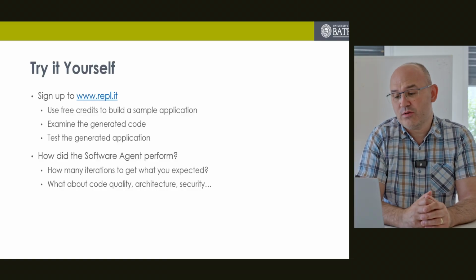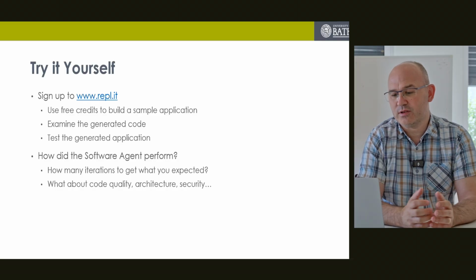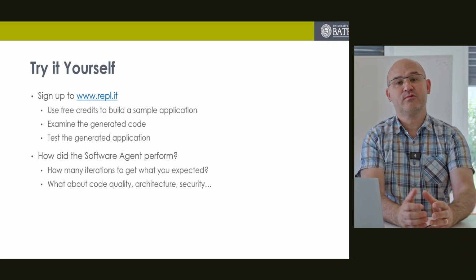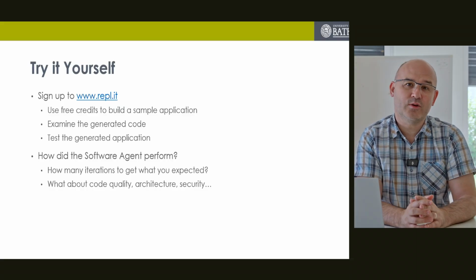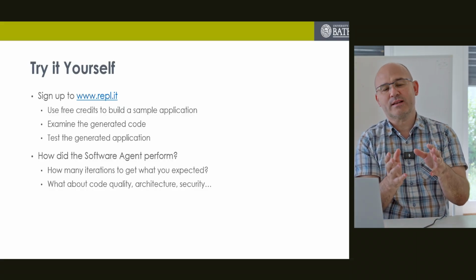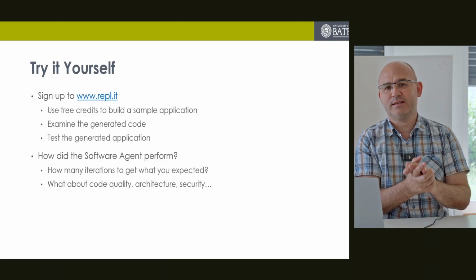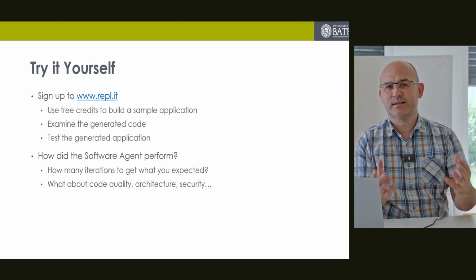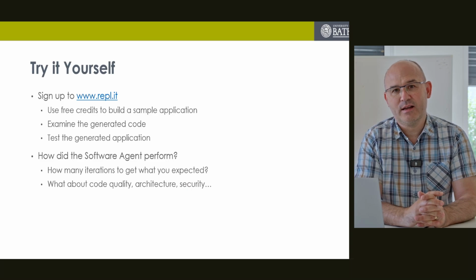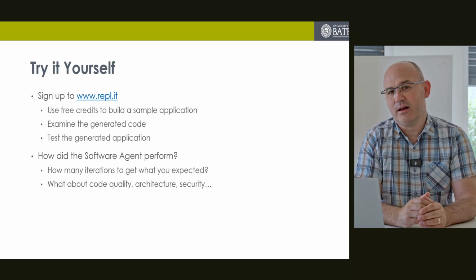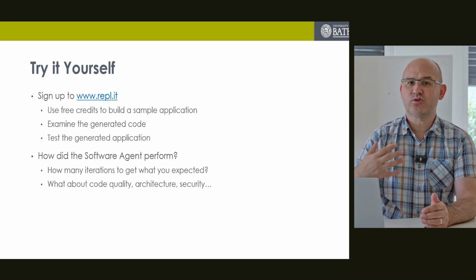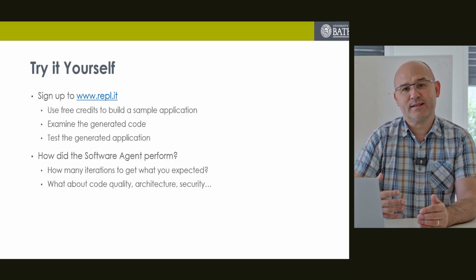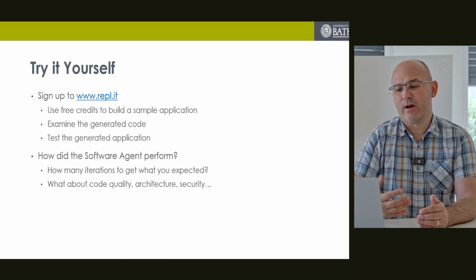Examine the generated code, test the generated application in the way that I've just done, and then try to evaluate the software agent's performance. How many iterations did it take to get you what you expected? Look at the software economics, look at the numbers of lines of code that's been generated, but what about the code quality? What about the architecture? What about things like testing and security? Did the agent do enough of that in this initial prompt, or do I need to instruct the agent to do more testing? And requirements analysis, requirements refinement, goal refinement.